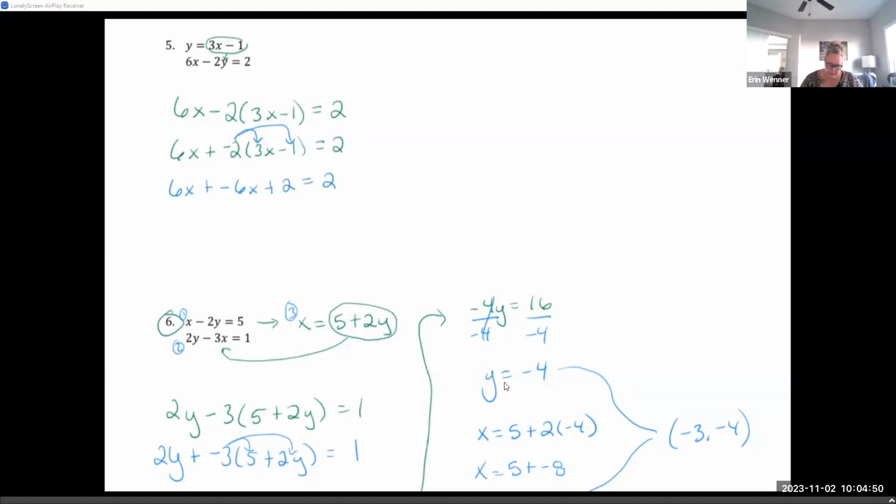So the 6x plus -6x, those cancel each other out, right? And all we're left with is 2 equals 2. And we're like, well, yeah, we knew that already. That is true. But this is a redundancy, right? So when we get something like this, this needs to trigger our brain to go, oh, these are the same line, which means there's infinite solutions.